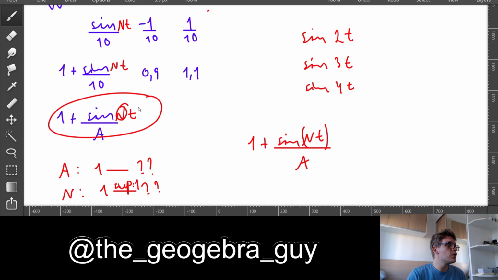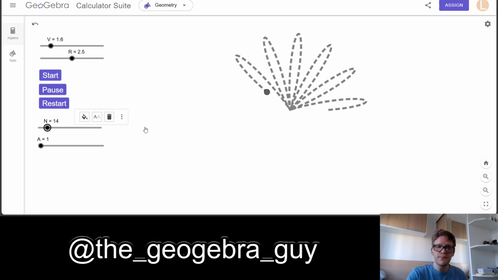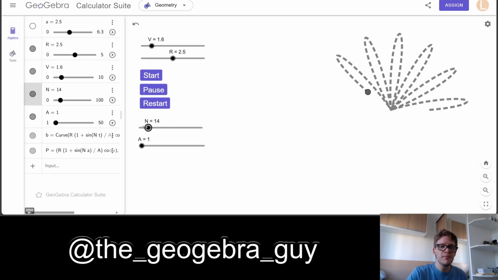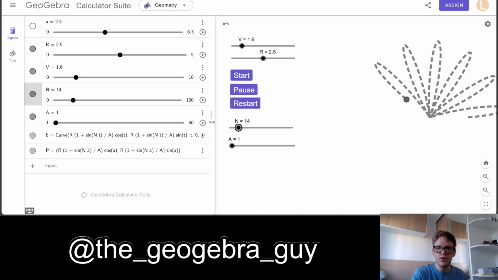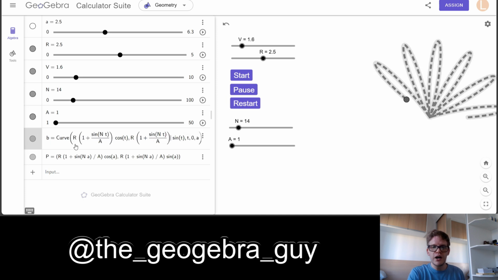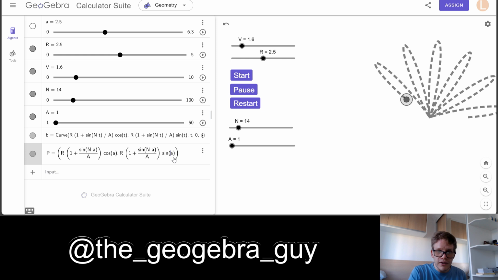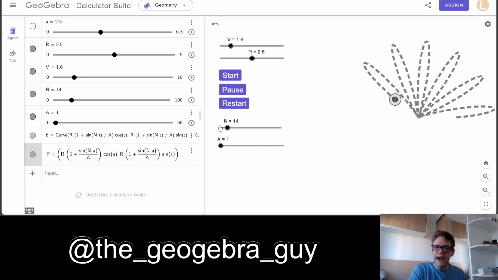All right, so if we go back to GeoGebra, you will remember from the video, this is actually the equation I showed you. Here you go. r times 1 plus sine nt over a, cosine t, and r times 1 and so on. And the same thing goes for our point, because it has to lead the curve, and you can adjust n and a.